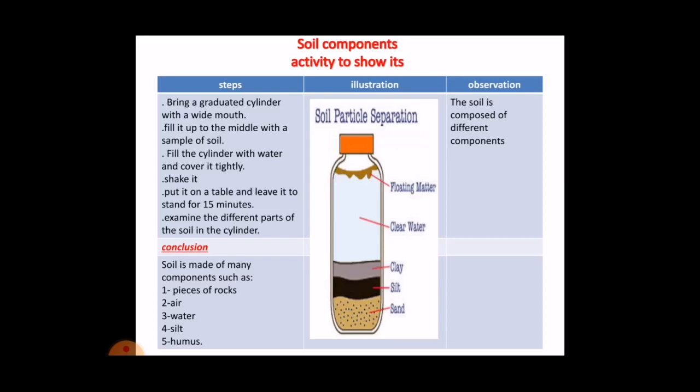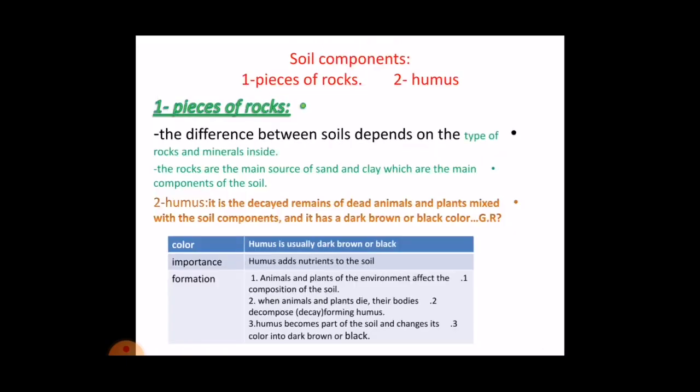What can you observe? The soil is composed of different components. What are the components of the soil? Soil is made of many components such as pieces of rocks, air, water, salt, and humus.